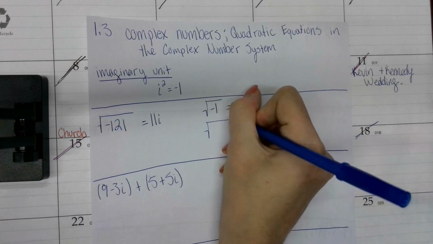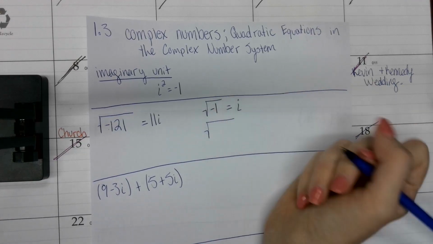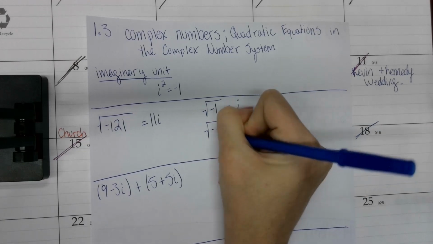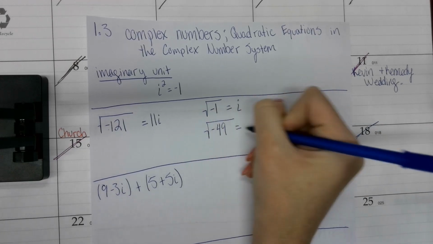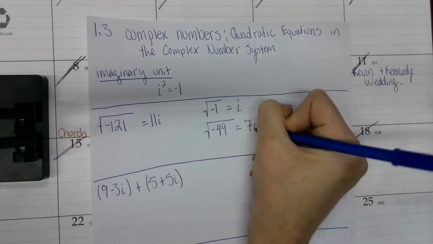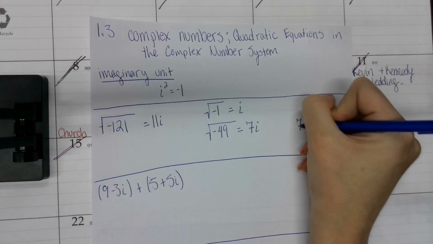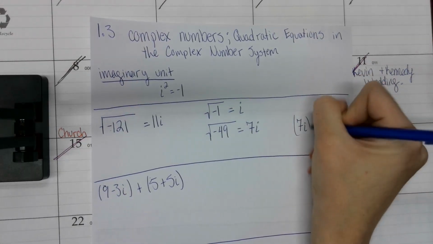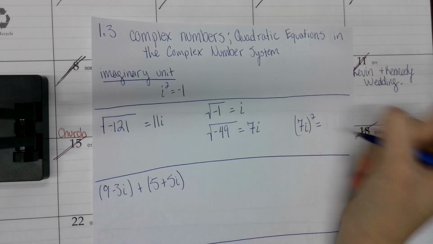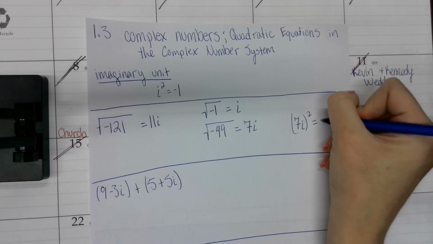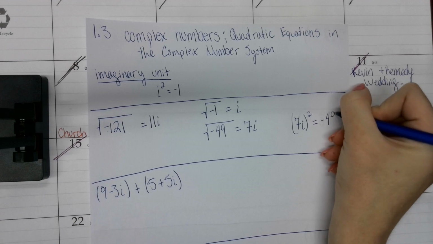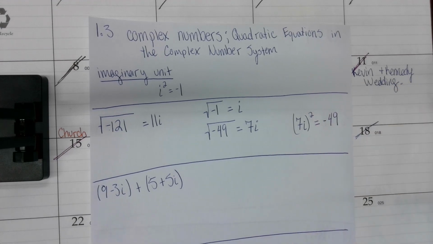If I had the square root of negative 49, it's now 7i. If I had 7i squared, it's going to be negative 49. So that's the crash course in imaginary numbers.